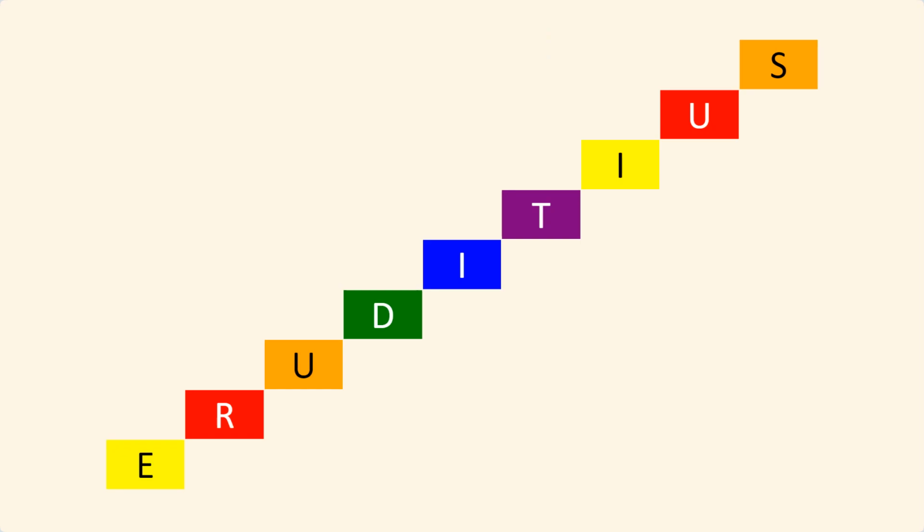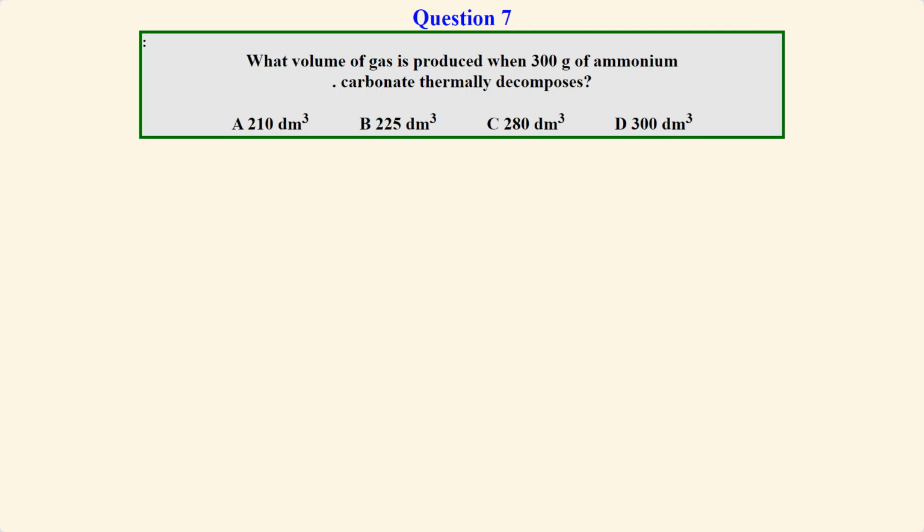In this video we'll look at the solution to questions 7 and 8 in the combustion and thermal decomposition series. So let's get started. Here's question 7. What volume of gas is produced when 300 grams of ammonium carbonate thermally decomposes?